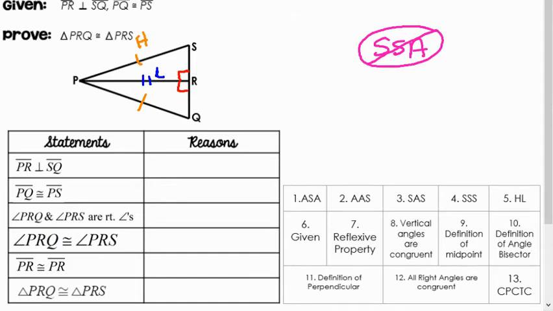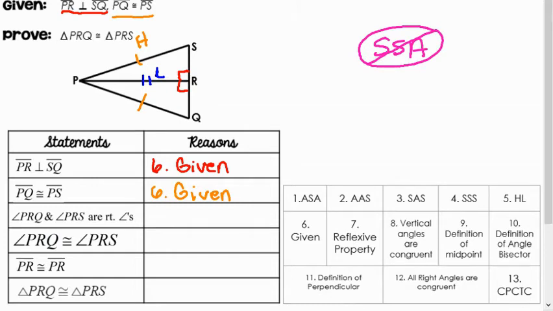Okay, so the first statement they start with is that PR is perpendicular to SQ. And how did we know that? We knew that because it was given here in the top. And so that's reason 6, just given. Then it says line segment PQ is congruent to line segment PS. That was also given. So that's also reason 6, that was given. Now, I like to usually use each given statement to prove the next statement right next to it. But here they just chose to put both of the given statements at the top. That's fine. We'll still get there.